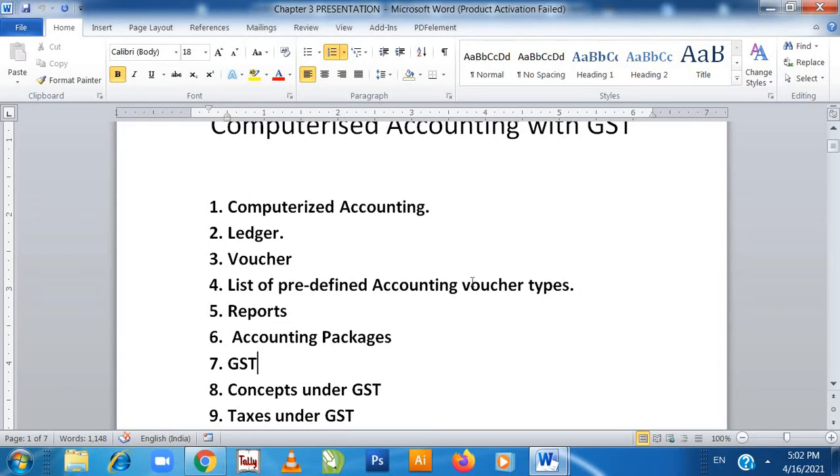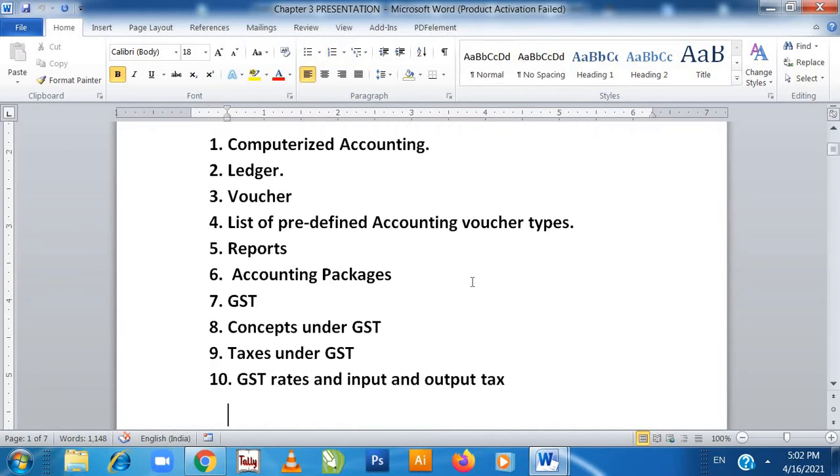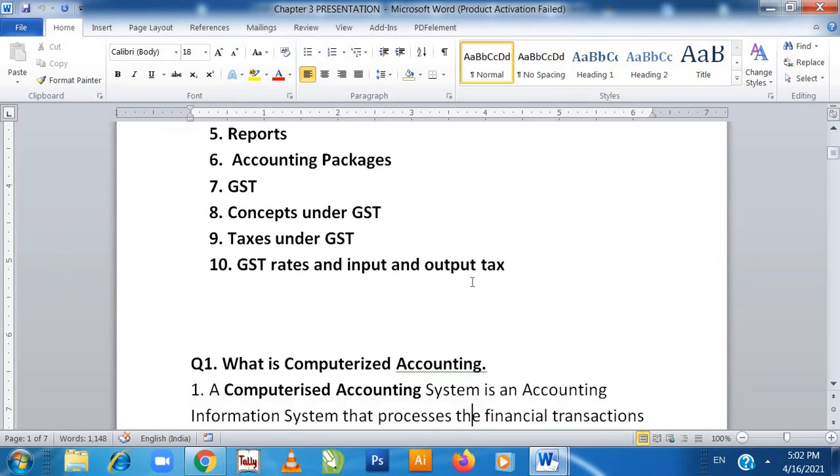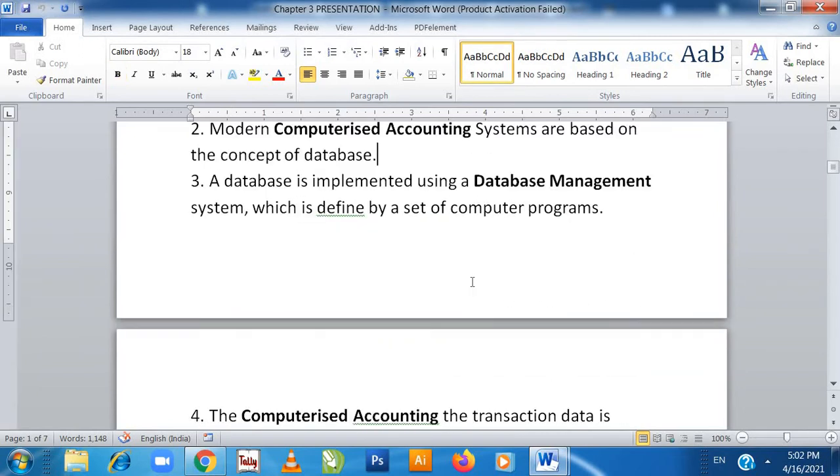Then in this chapter we will be understanding GST, what is the concept under GST, and taxes under GST, and GST rates, input and output tax. Now the first question is, what is computerized accounting?